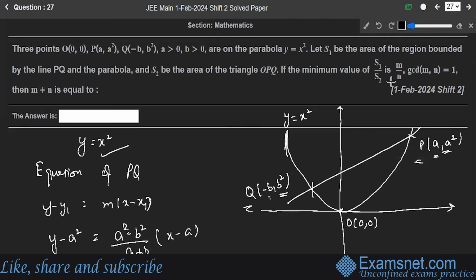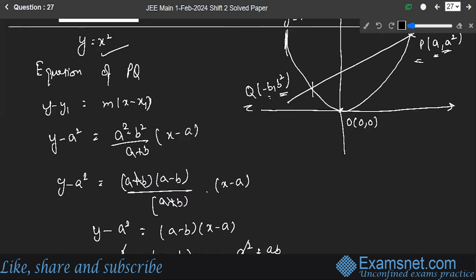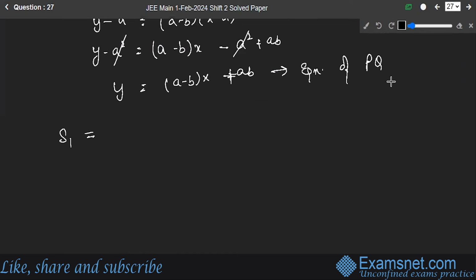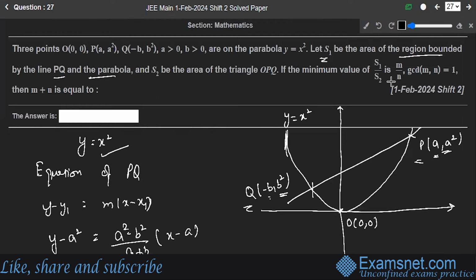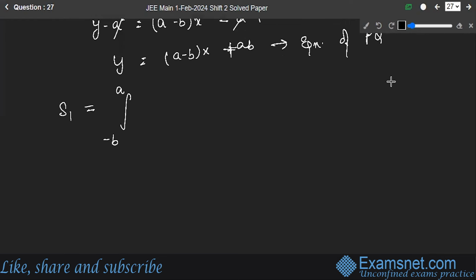I want to know the area S1. S1 is the area of the region bounded by the line PQ and the parabola. So S1 will be given by, from limits minus B to A. See over here, this is minus B point, and this one will be A. So from minus B to A, the area covered by this line minus the area covered by the parabola, which is this.